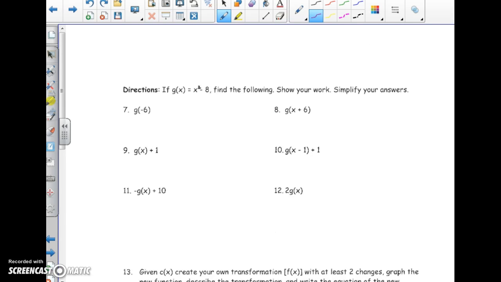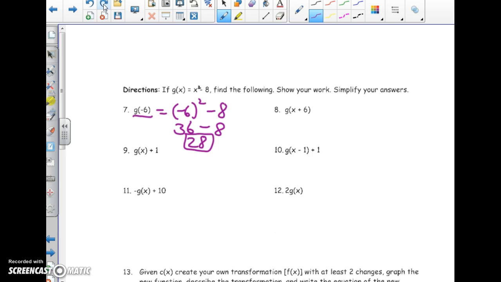So you're going to put -6 in for x, okay? Put -6 in for x, right? And square it, and then subtract 8. So how much is -6 squared? 36. How much is 36 minus 8? 28 is correct. There's your answer right there. The answer is 28 to the first one.